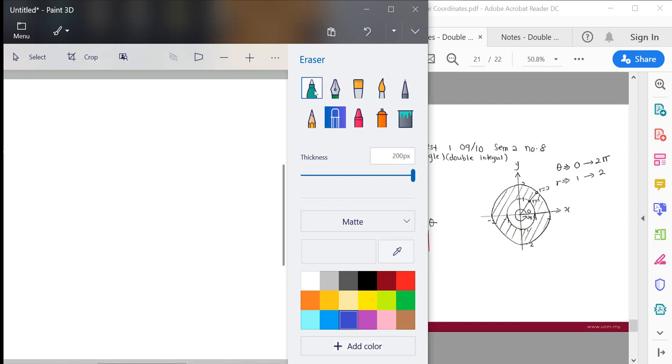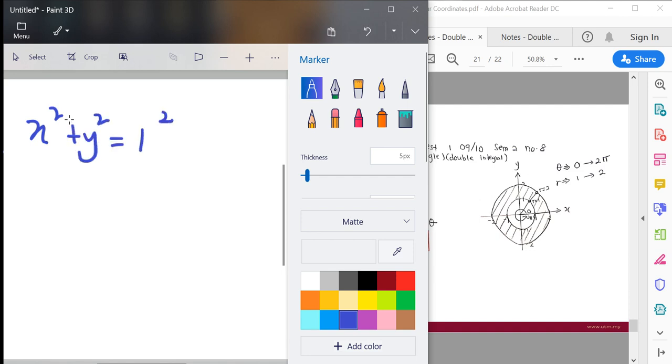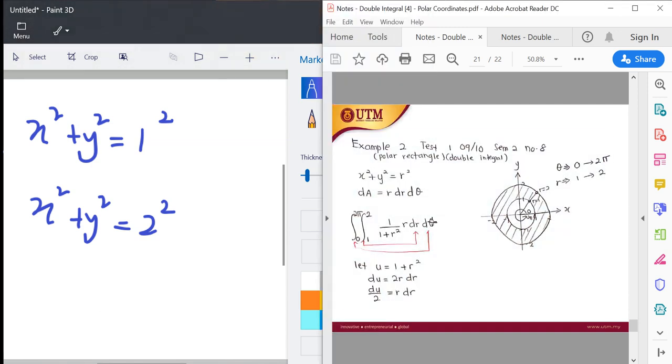So that means we're going to have two circles. x squared plus y squared equal to 1, and the other one is x squared plus y squared equal to 2 squared. So basically the bounded region between these two circles is represented by this one. The bounded region is the area that we shade here.